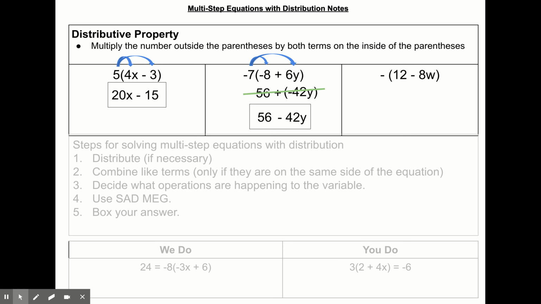Moving on to the third example. There's just a negative sign out front. What are we supposed to do with that? The one time mathematicians get lazy is with writing ones. So there's really a 1 out here. So negative 1 times 12 is a negative 12 minus negative 1 times 8 is negative 8.